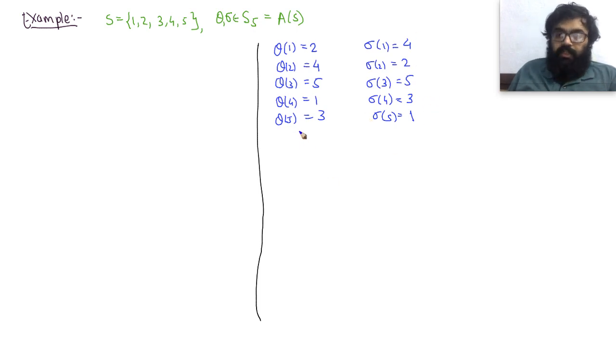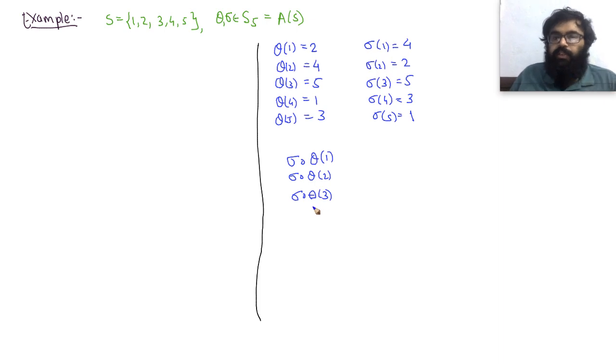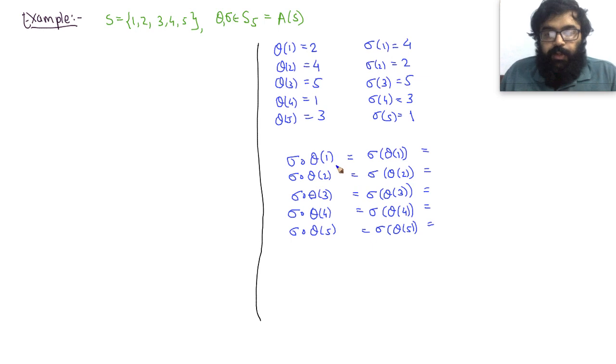And now let us first compute sigma composition theta. Sigma composition theta of 1, sigma composition theta of 2, sigma composition theta of 3. And let me pause here, write this, and then we'll continue so that the video is shorter. Right, so I have paused this video and written all this so that you don't have to wait to see me writing all this.